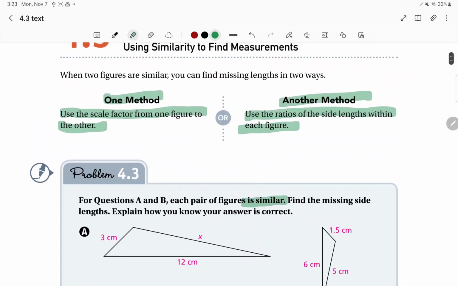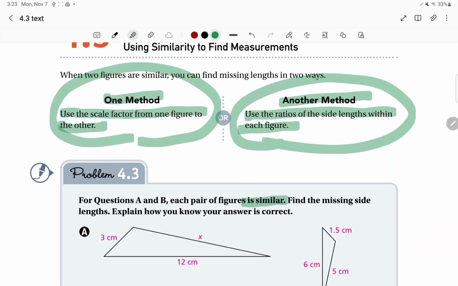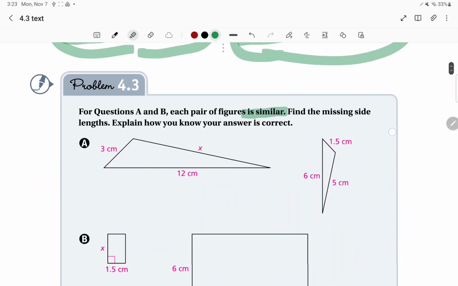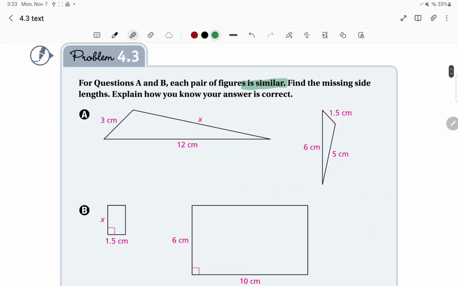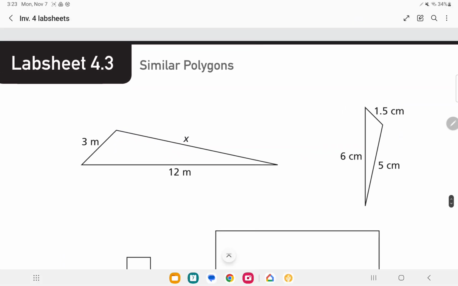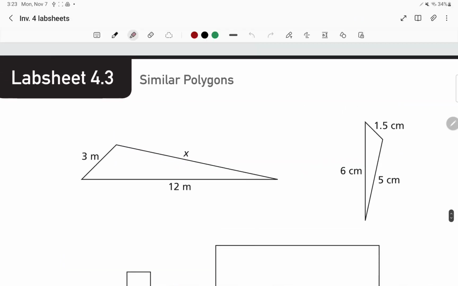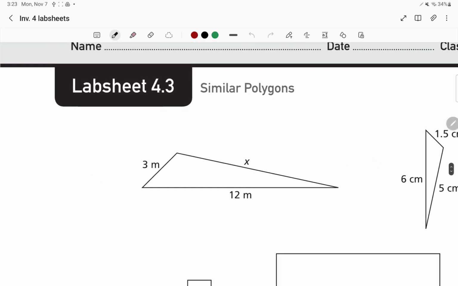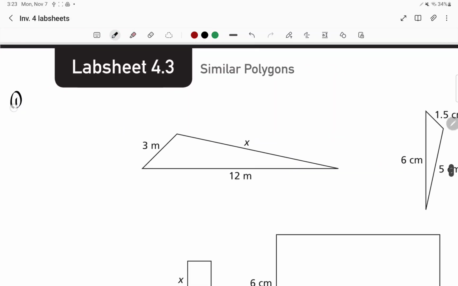Now the how could be, hey, I used the idea of scale factors, or I used this method with the ratios of the side lengths. And we're actually going to do both ways. Now there's a lab sheet that goes with this that looks like this. So let's go ahead and do it both ways. So number one, let's use the scale factor method.